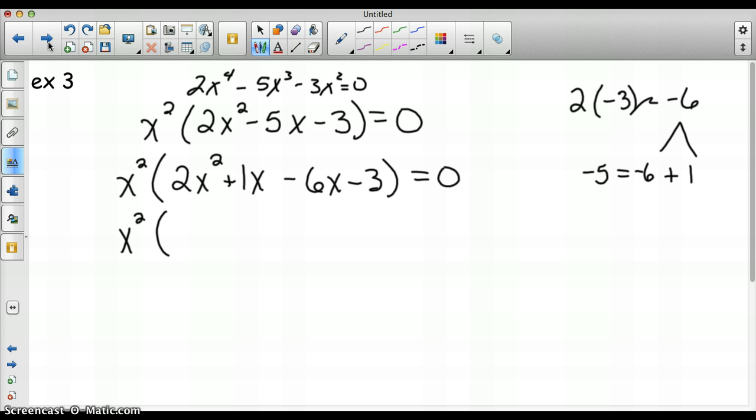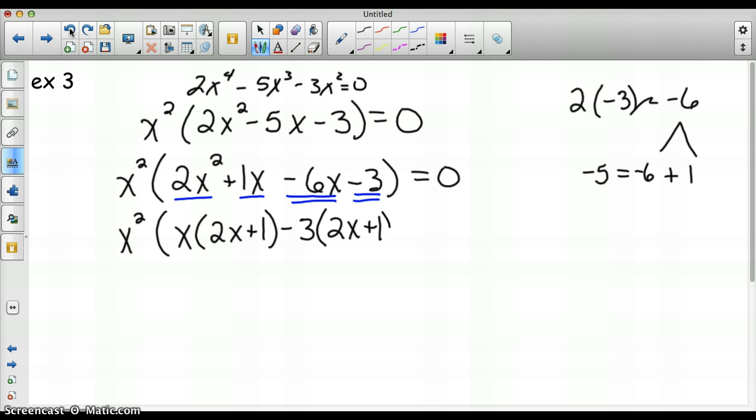I leave the x squared there because it's still part of my equation. And now I'm going to factor by grouping. In other words, I'm going to group 2x squared and x together, and then I'm going to group negative 6x and negative 3 together. So when I do that, 2x squared plus x, they have an x in common. So I factor out the x, and I'm left with 2x plus 1. And negative 6x and negative 3 have a negative 3 in common. So I factor that out, and I get 2x plus 1.